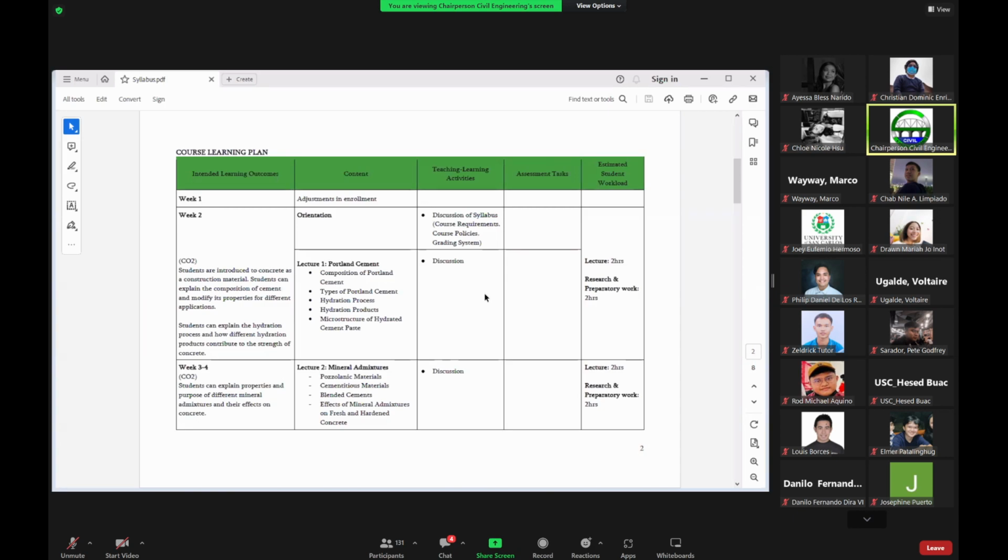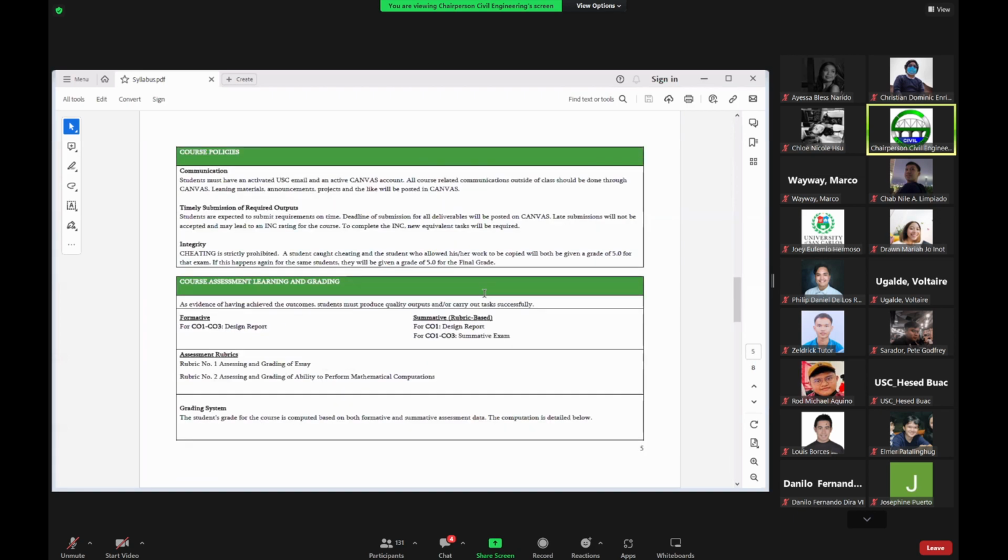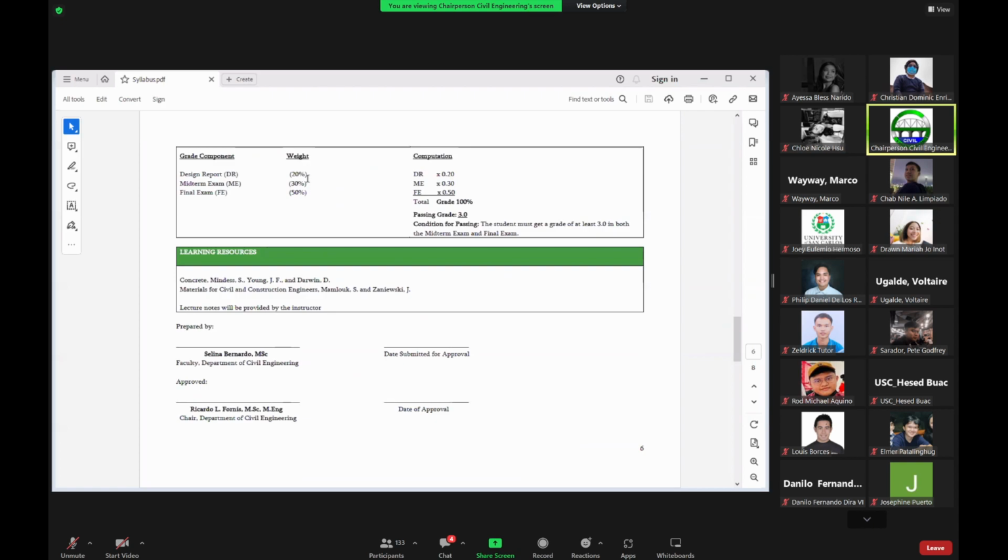So you guys can look through this syllabus. Again, it is in line with the schedule that I just showed you. These are the same topics. Our grading system will be based on your design report, as well as the midterms and final exam. I have assessment rubrics here for how I grade your essays and any mathematical computations to be done during the exam. The design report will be 20% of your grade, midterm exam 30%, and final exam 50% of your grade. So to pass the subject, you need to pass both midterm and final exam.